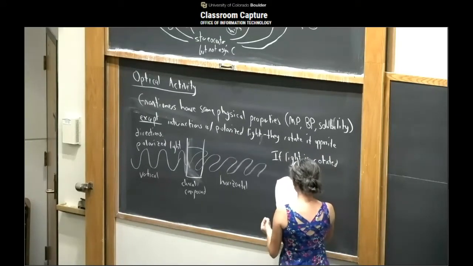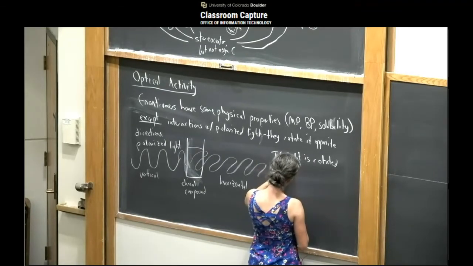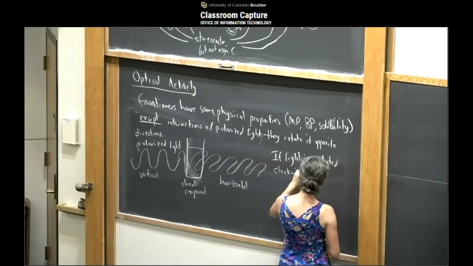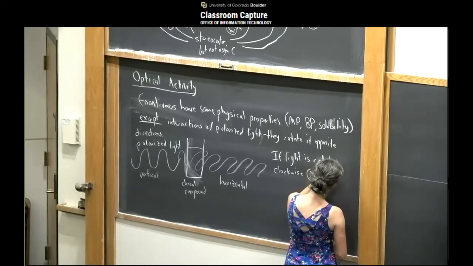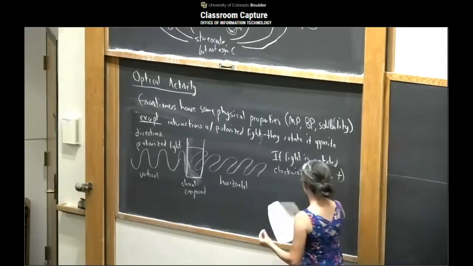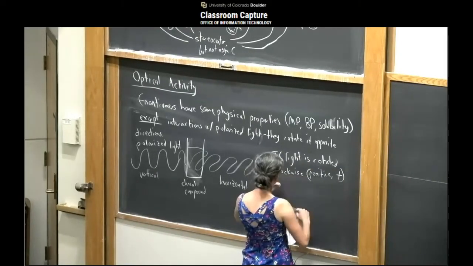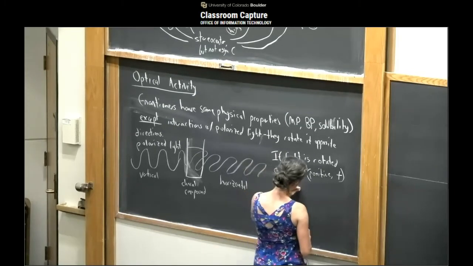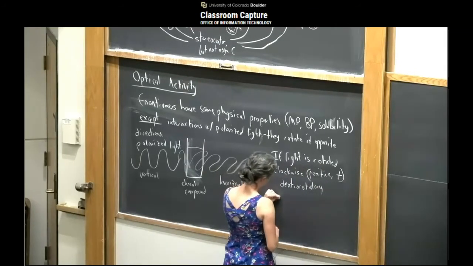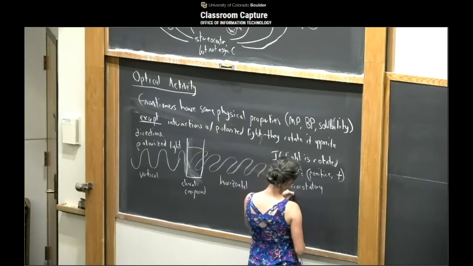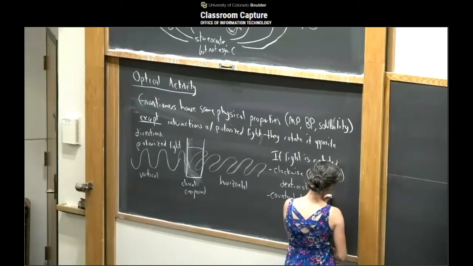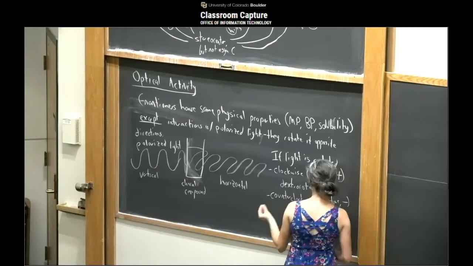If it got rotated clockwise, which is what we are going to choose to call the positive direction, which is just labeled as plus for short, then the sample is called dextrorotatory. If it's counterclockwise, which is negative or minus, then it's called levorotatory.